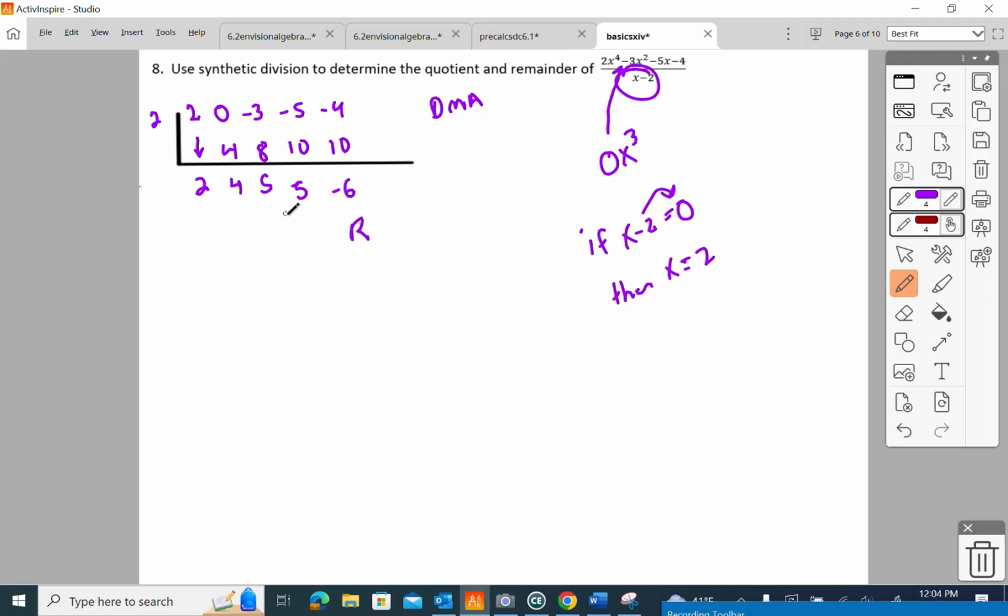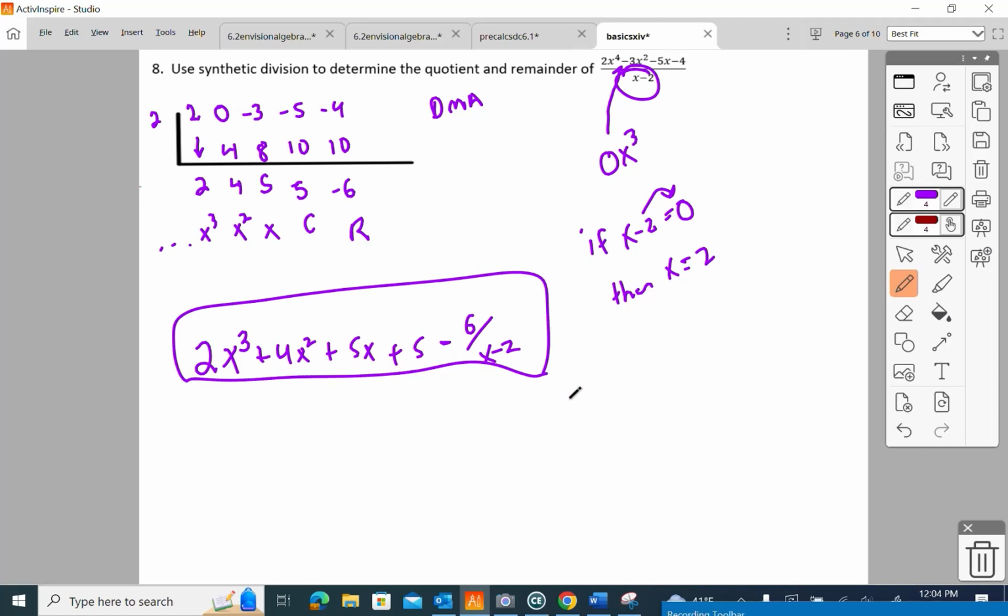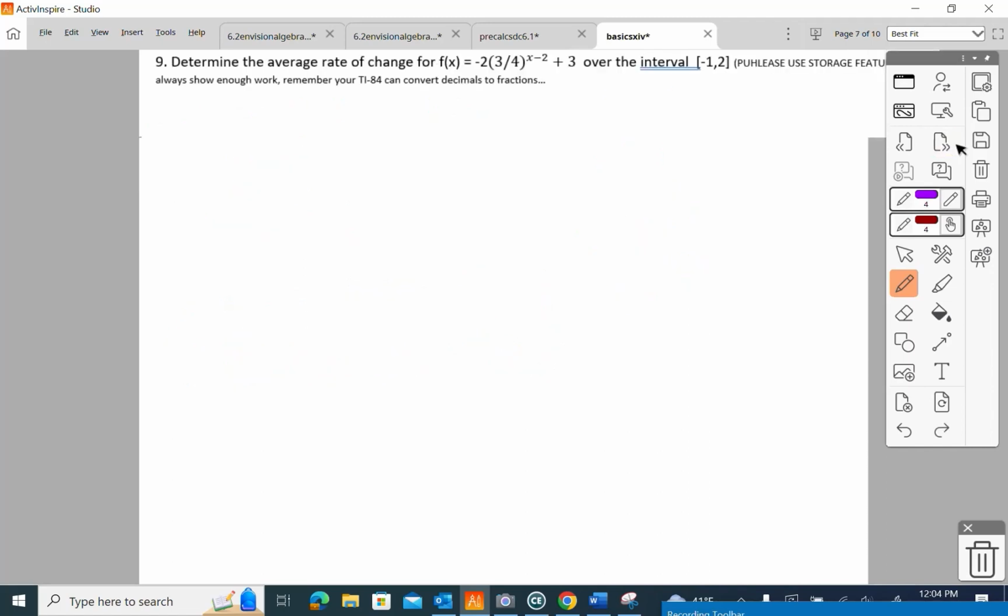-6. The last number is a remainder, which is preceded by a constant, which is preceded by an x, which is preceded by x squared, which is preceded by x cubed, and that pattern goes on forever if there were more numbers. So here's my answer. I have 2x cubed, 4x squared, 5x, a 5, and then I have this remainder, so minus 6 pieces, and I said minus because it was negative, of x minus 2. That'll get you to a 16 on your next quiz.